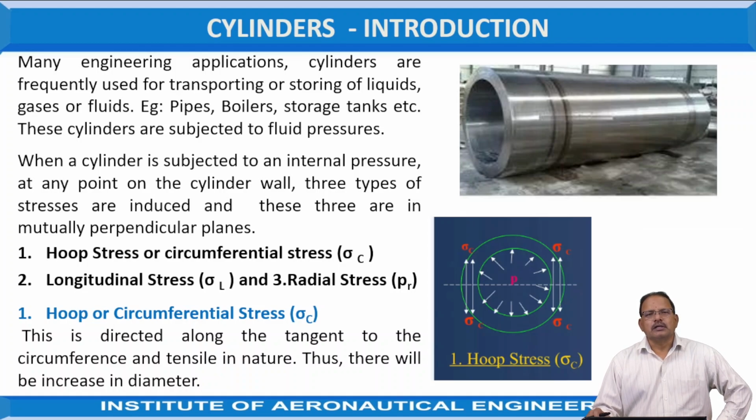Hoop stress or circumferential stress is directed along the tangent to the circumference of the circle, as shown in the figure. This is the elevation of the cylinder, or the circumference of the circle, that is the front view of the cylinder. In this case, the stresses act perpendicular to the tangent to the circumference as shown in the figure. Because the stresses are tensile in nature, the diameter of the shell increases.